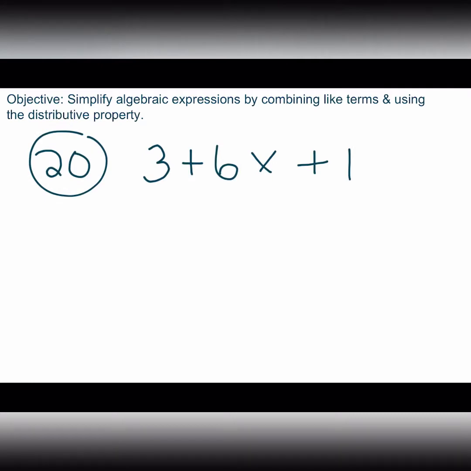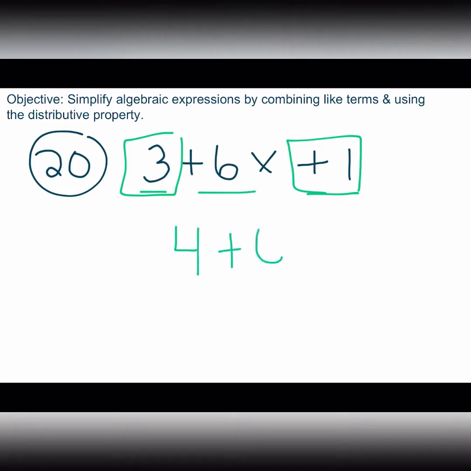Okay, now if we look here, we have to figure out which terms are like terms. If we look at this 3, we have another constant term over here. So I'm going to circle those. We know we need to combine those terms. So 3 plus 1 is 4, and then we're just left with 6x plus 6x. And that is our final answer.